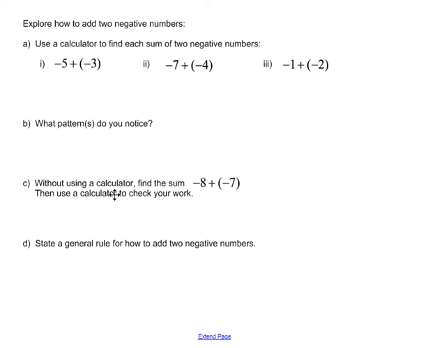And then given those patterns, they're going to ask us without the calculator to find the sum of -8 plus -7, and then to use the calculator to check our work. And then we're going to see if we can come up with a general rule for how to add two negative numbers. So let's pull our calculator up to help us here.